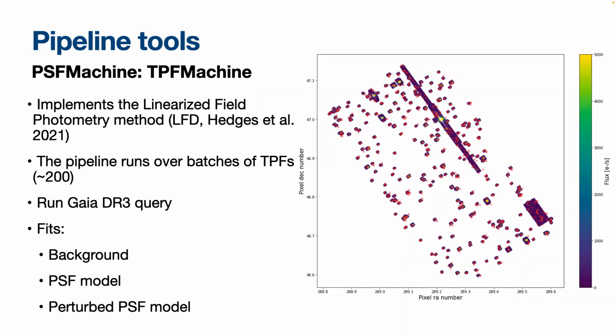We will fit a background model. We will fit a PSF model, or a mean PSF model, as I'm going to call it later, and then a perturbed PSF model that will account for systematics in the instrument, in the data.